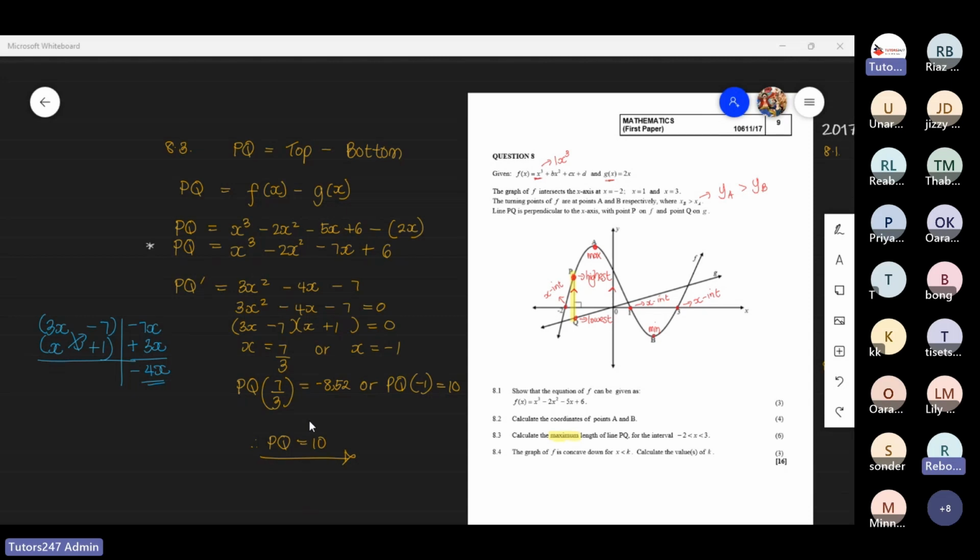When deriving the turning point, like when calculating the turning point, you derive once, but then when you calculate the inflection, yeah, you derive twice. You solve for x like how you do for the turning point.